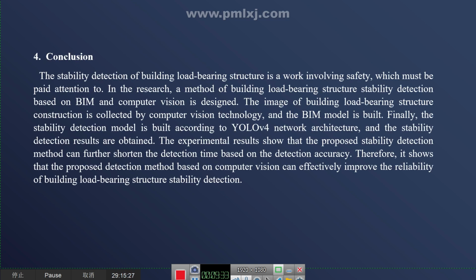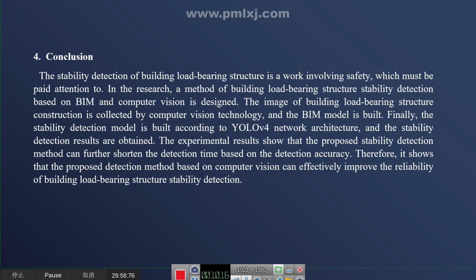4. Conclusion. The stability detection of building load-bearing structure is a work involving safety, which must be paid attention to. In the research, a method of building load-bearing structure stability detection based on beam and computer vision is designed. The image of building load-bearing structure construction is collected by computer vision technology, and the beam model is built.